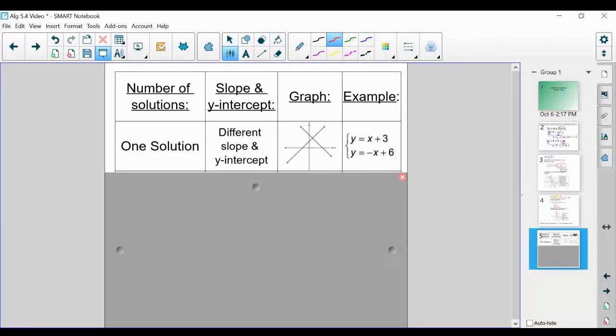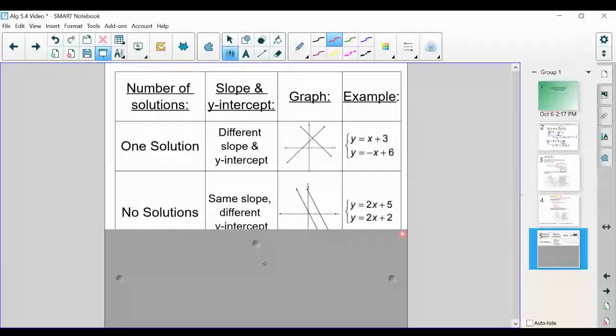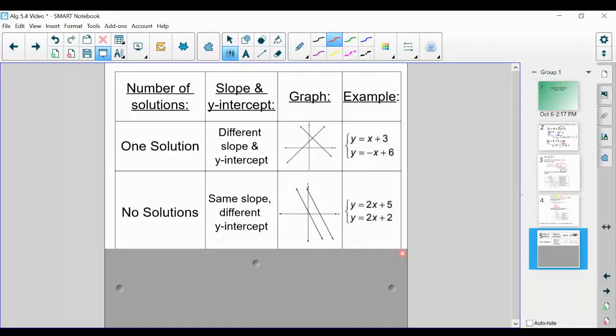But now we're talking about special cases. So if we're talking about a no solution situation, they're going to have the same slope, but they're going to have a different y-intercept. And the reason they have the same slope is because they're going to be parallel lines. They're never going to intersect. And they have to have a different y-intercept because if they had the same y-intercept, then it'd be the exact same equation, the exact same line.